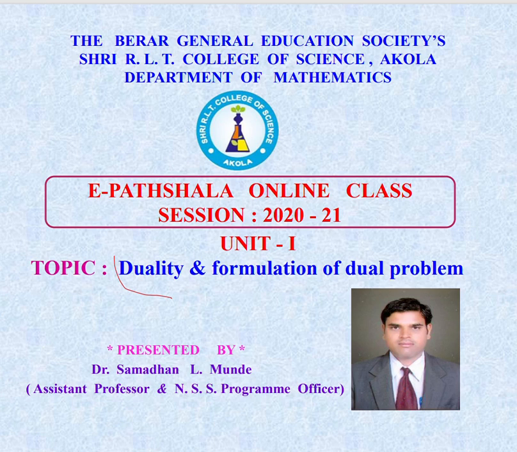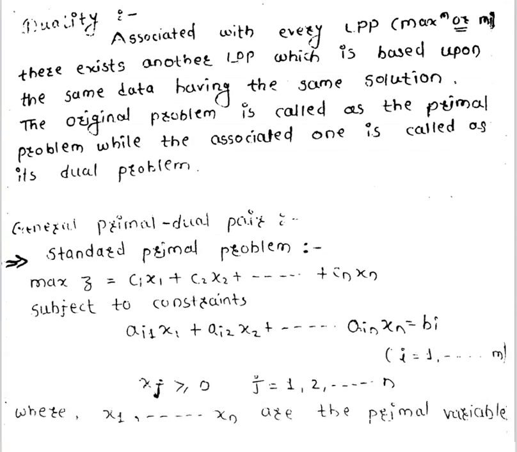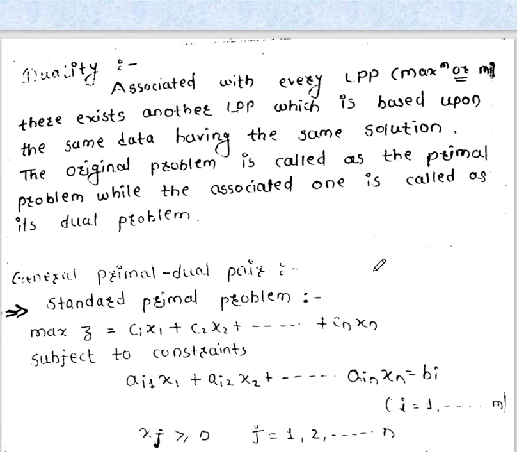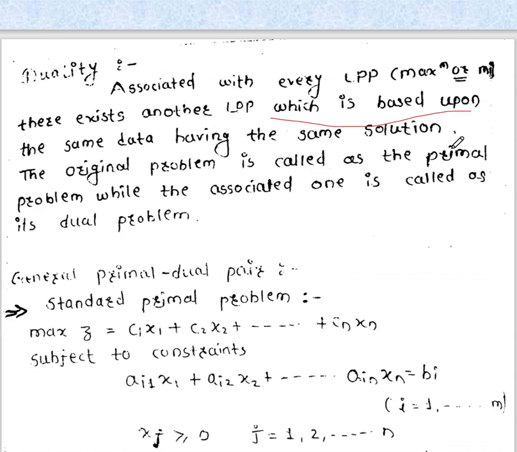First we will see what we mean by duality. What is the definition of duality? Duality means every LPP, maximum or minimum, has another LPP which is based upon the same data and having the same solution. The original problem is called the primal problem, while the associated one is called its dual problem. That means a problem having the same data. The first problem will be the primal problem, and the other problem is called the dual of that problem. Okay, so this is the simple definition of duality.